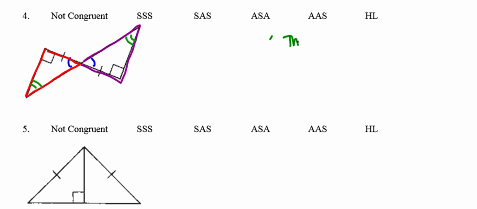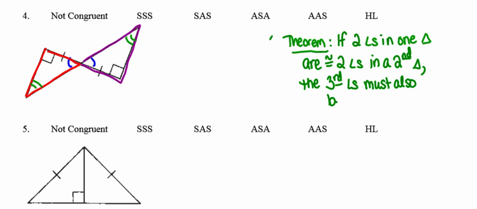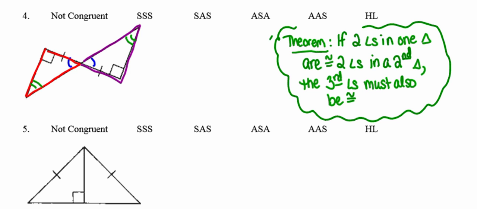So this is a theorem that you can use in your proof and that you should always look for whenever you're dealing with triangles. If 2 angles in one triangle, and you should be writing this down on your paper as I'm writing it down, are congruent to 2 angles in a second triangle, the 3rd angles must also be congruent. And you can write that as a reason in any proof or any argument that you want to use from this point forward.